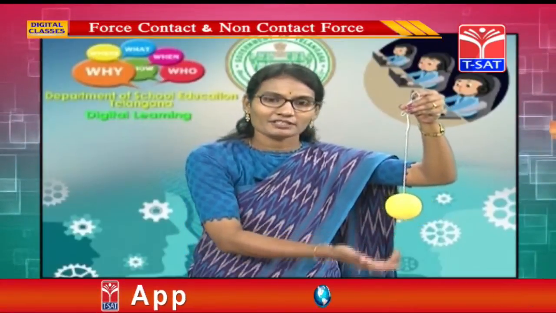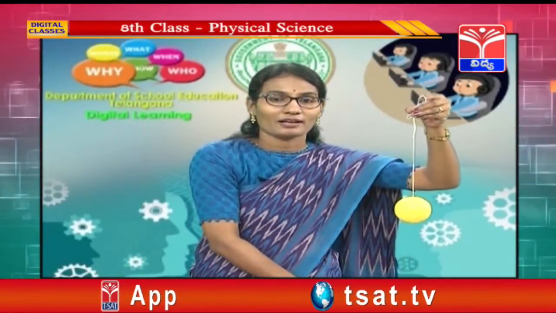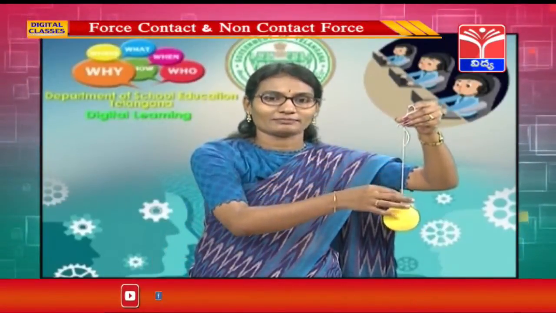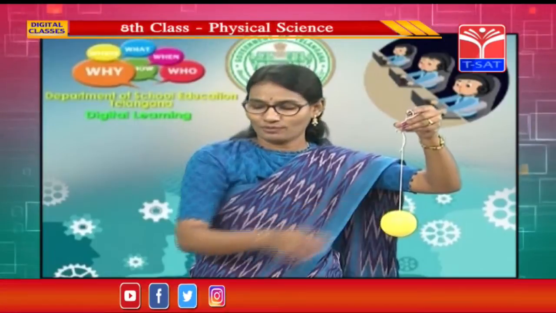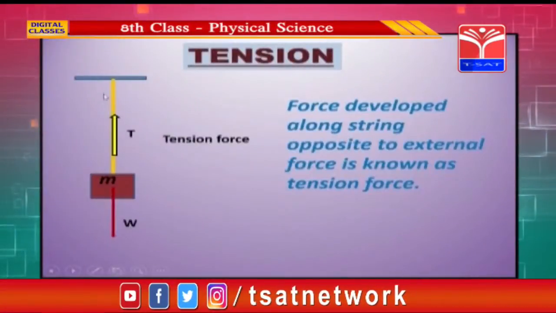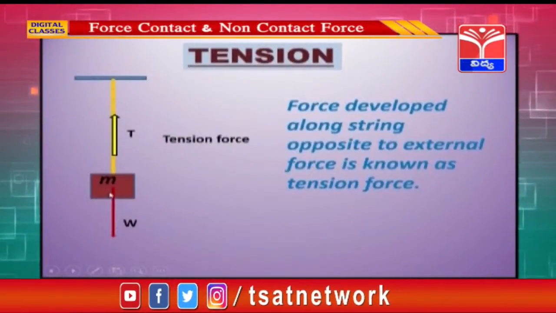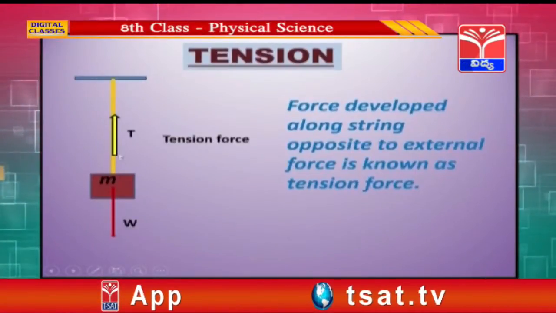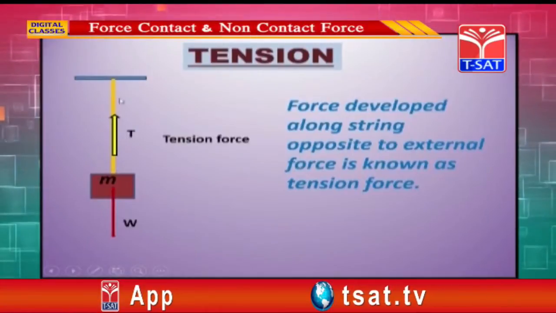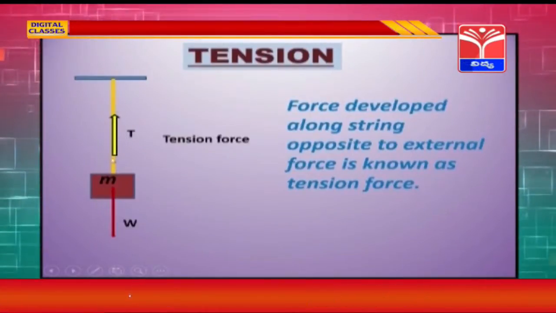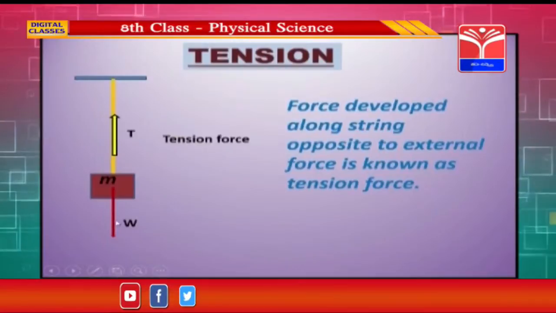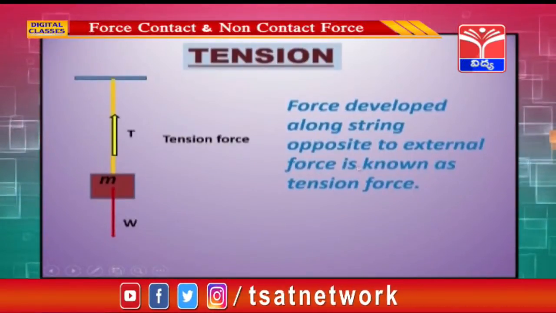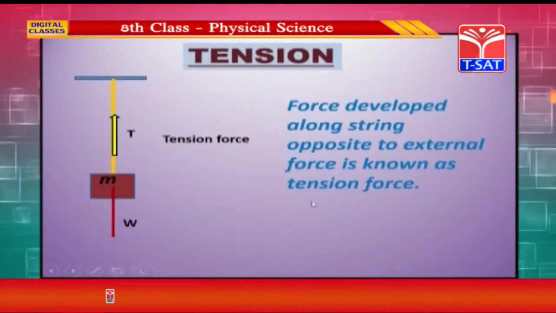There is a gravitational force acting in the downward direction, and also some other force acts along this string. That force is known as tension force. So children, here a block of mass is hanged from the string, and there is a force developed along the string in the upward direction, opposite to the gravitational force. Force developed along a string opposite to an external force is known as tension force.